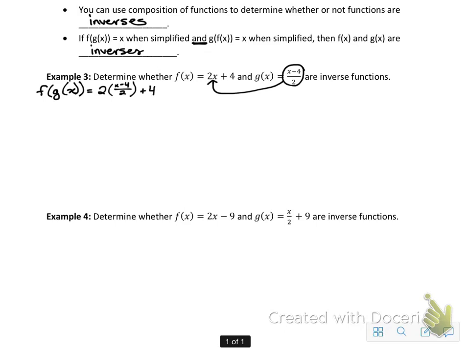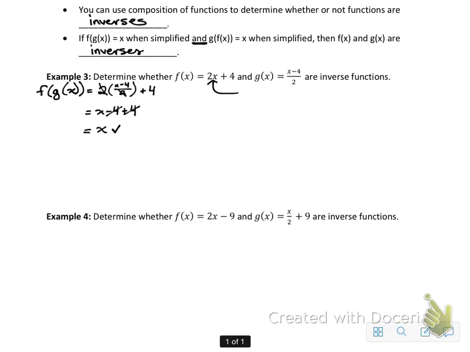Well, we need to simplify this as much as we possibly can and get it down to whatever it's going to end up being. Well, we have a 2 over 2, so they cancel. So we get x minus 4 plus 4. Well, negative 4 plus 4 is 0, so these also cancel, and we get x out. Okay, so since they simplified to x, then we're good. Now we have to try the other way though, because we have to make sure it works both for f of g of x and g of f of x.